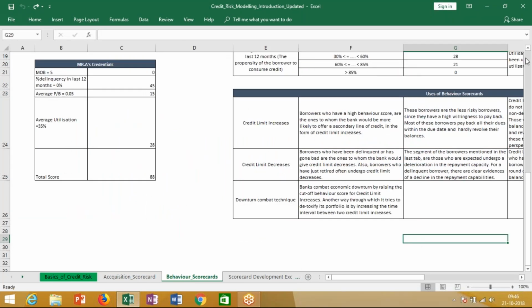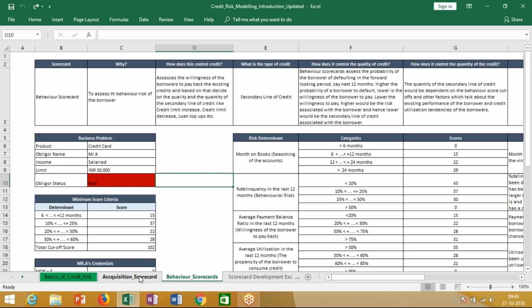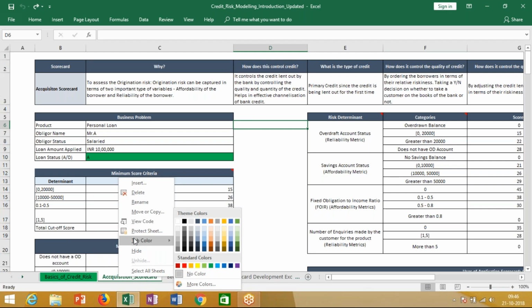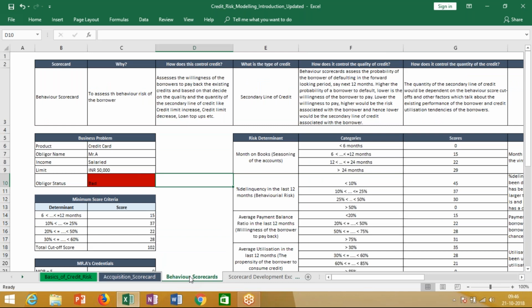How is it that a behavior scorecard is taken? So now I have talked about acquisition. While I was talking about acquisition scorecards, I was talking about it in terms of personal loans. Also, when we develop application scorecards, we will develop it with a personal loan. On the other hand, when I talk about the behavior scorecard and its role in risk management, I will be talking about it in terms of a credit card product. So even when we are developing a behavior scorecard, we will do it for a credit card product as well.